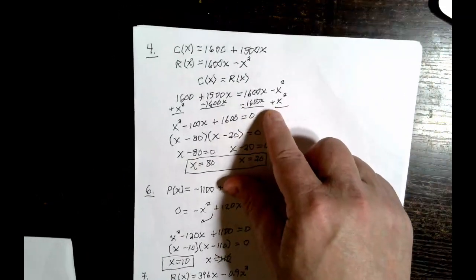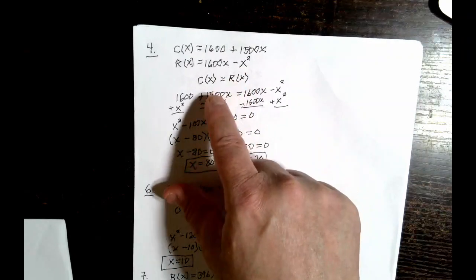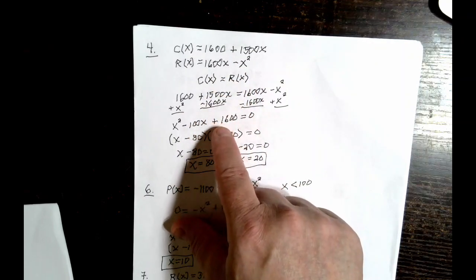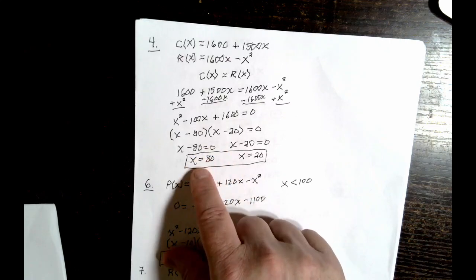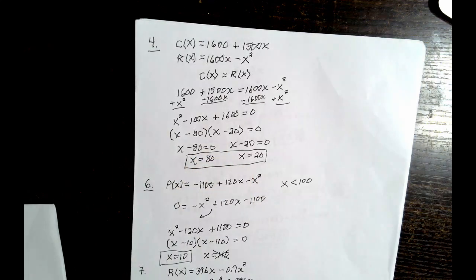Number 4. Same thing. They give you two equations. Set them equal to each other. Throw everything to one side, factor, or use the quadratic formula, and you get 80 or 20.